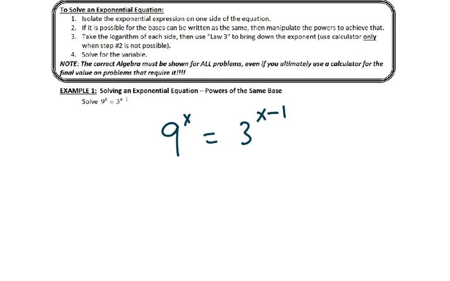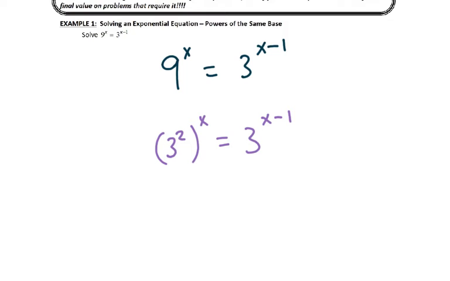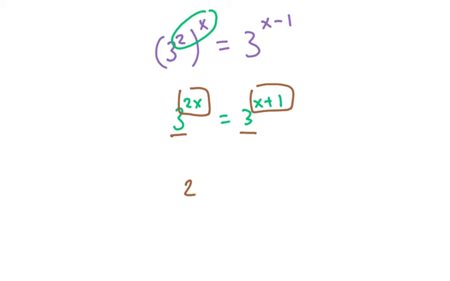What you always want to try to do as an initial first step is to get your bases to match up. So when we see 9, we want to recall that 9 is the same thing as 3 squared, raised to the x, equals 3 to the x minus 1. Now the next move is just a matter of recalling the power rules of exponents. So this is the same thing as 3 to the 2x equals 3 to the x minus 1. And now we can see that since the bases are the same, the exponents must be the same, so we set them equal and solve.